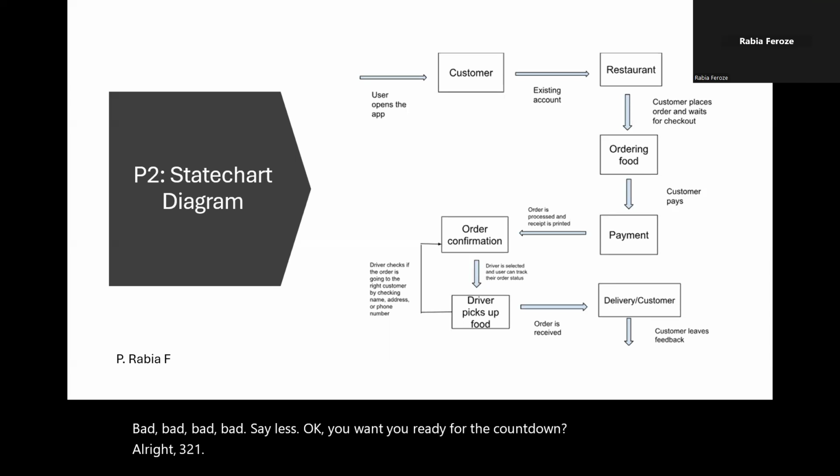Phase 2, state chart diagram. The diagram first starts off with the user that opens the app, which is the customer, and then if they have an existing account, they can order from whichever restaurant they choose. From there, the customer places an order and waits for checkout so they can pay. From payment, the order is processed and a receipt is printed out. Once the receipt is printed, the order is confirmed, a driver is selected, and the user can track their order status from the app.